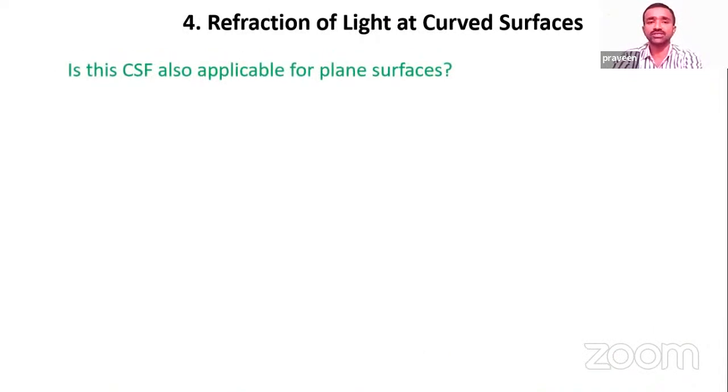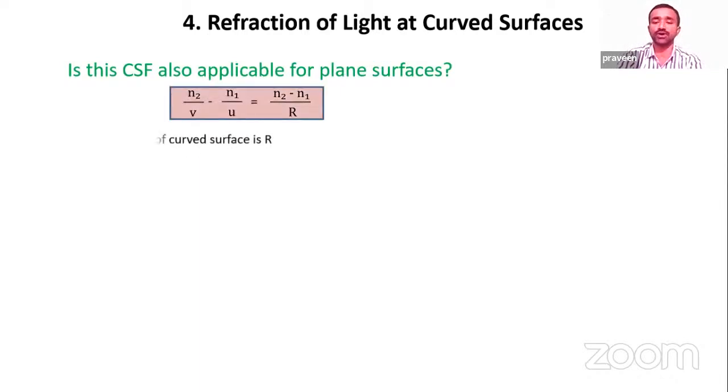So is this curved surface formula also applicable for plane surfaces? Let us look at that. How can we apply this curved surface formula to plane surfaces? Let us write down the curved surface formula: n2 by v minus n1 by u equal to n2 minus n1 by r. In this, r is the radius of curvature.